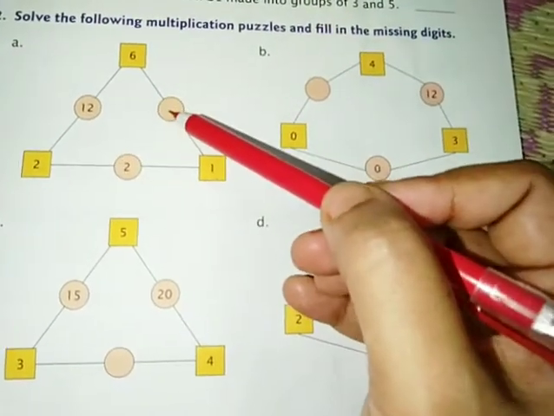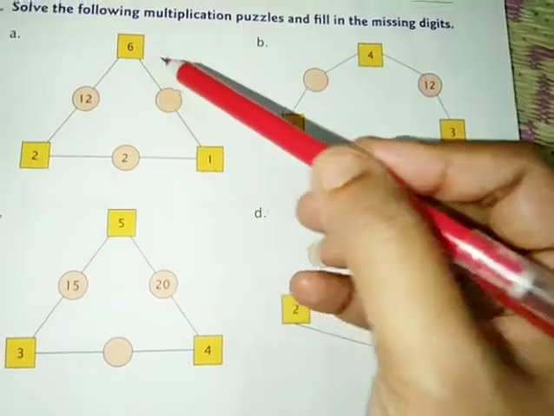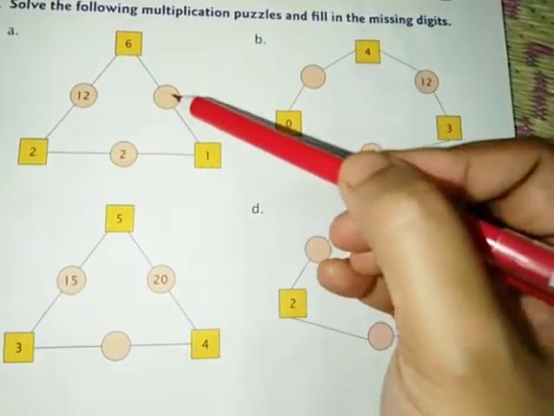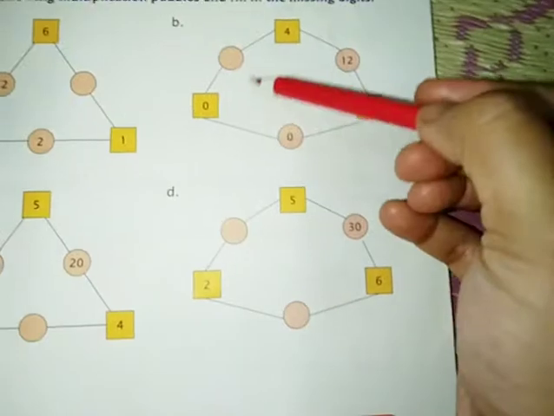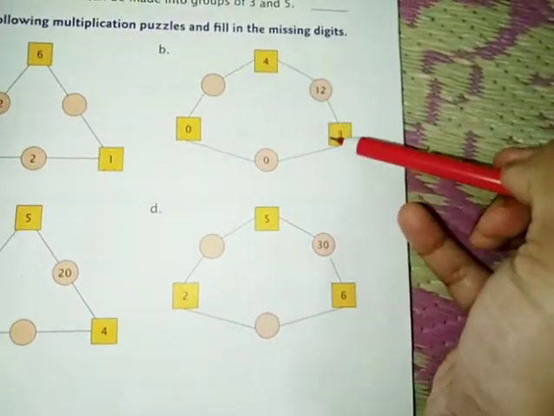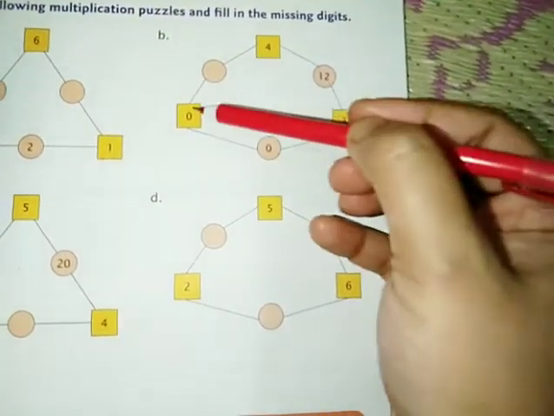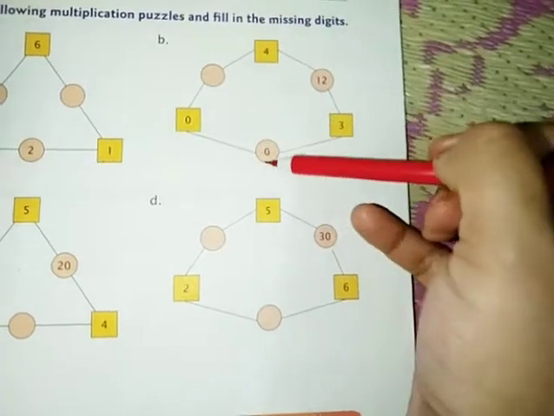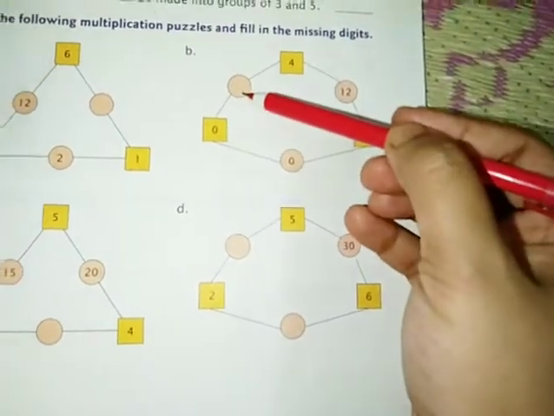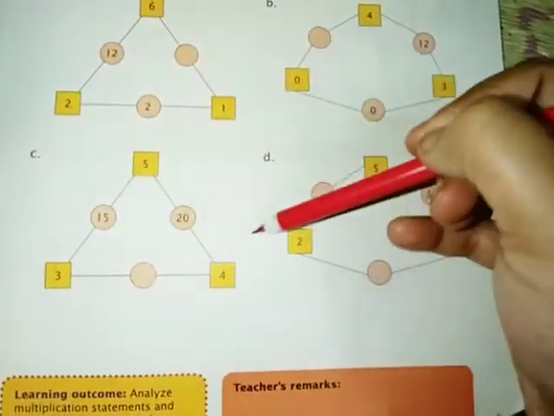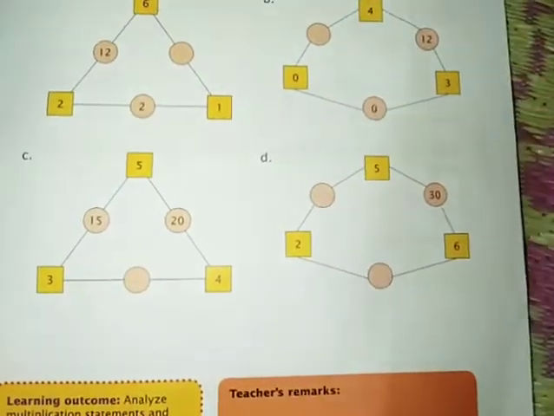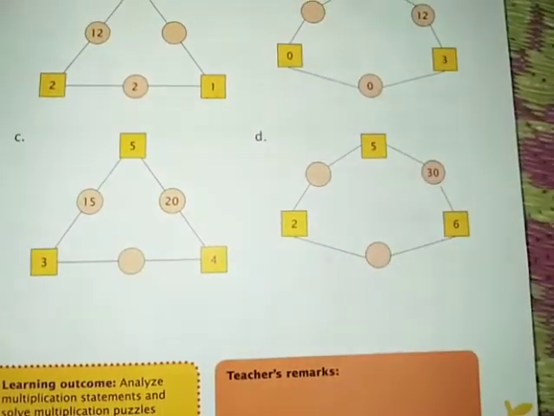So to find out the number that will come in this blank, you will multiply 6 and 1. 6 into 1 is how much is the answer. Same process is applied here. 4 into 3 is 12. 3 into 0 is 0. A number multiplied by 0 is 0. 4 into 0 is the number you will write here. Same way, number C and number D will also be done.